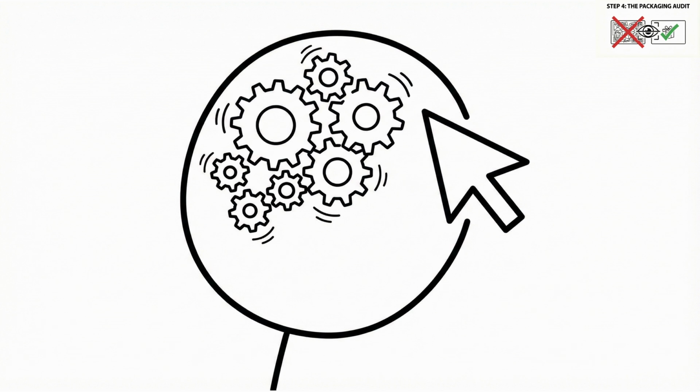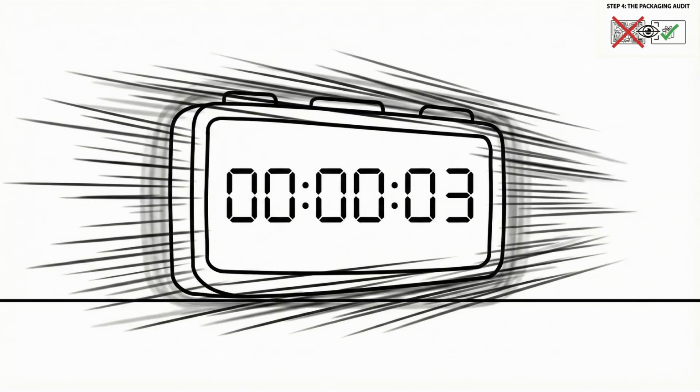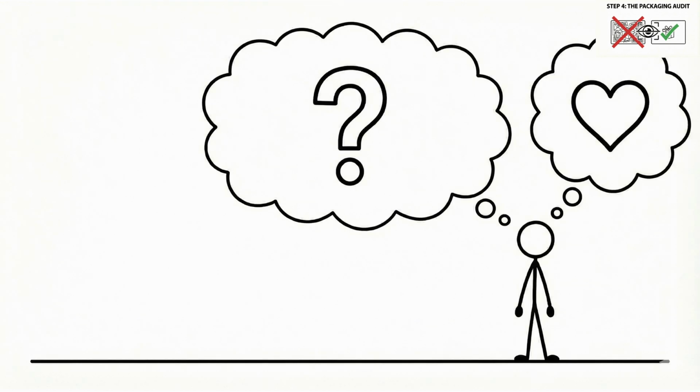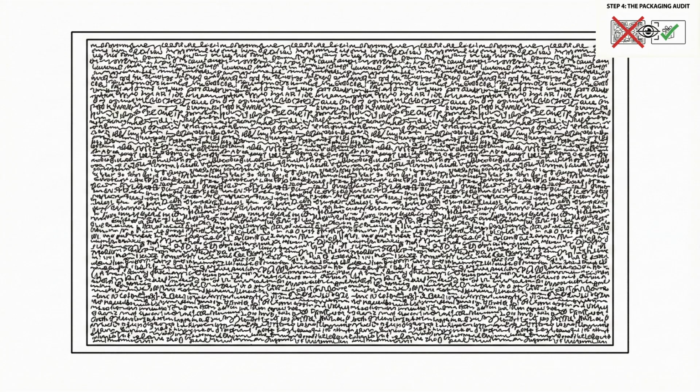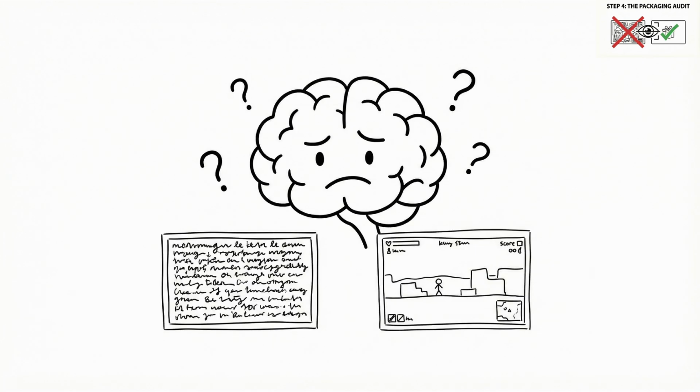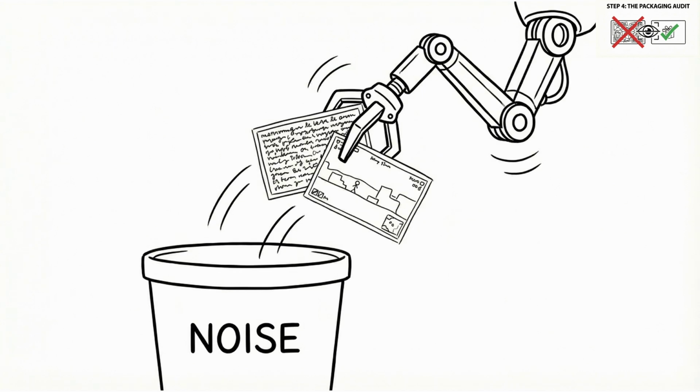There's a specific psychology to the clicks. The viewer's brain scans the thumbnail in 0.3 seconds, and in that fraction of a second, they must understand two things: what this video is about and why they should care. If your thumbnail is cluttered with text, or if it's just a screenshot of your game, the brain skips it and it filters you out as noise.